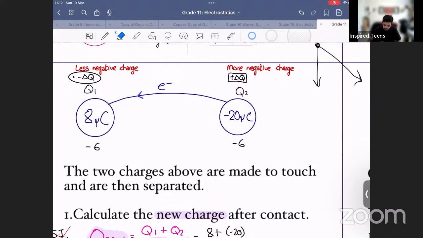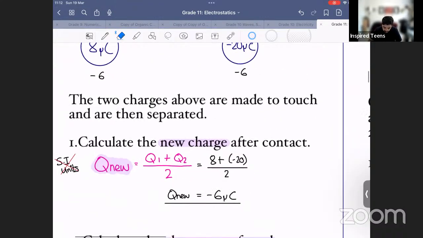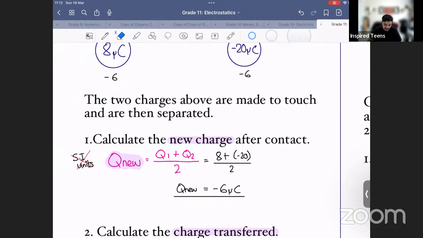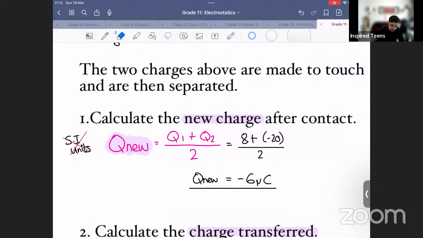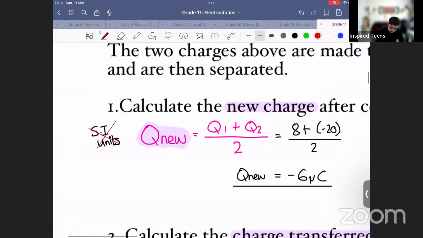So then let's look at the calculations we did. They said that the two charges above are made to touch and are then separated. Calculate the new charge after contact. That's a formula which we title Q nu. If you want to calculate the value of Q nu, we say Q1 plus Q2 over 2. And that's exactly what we did. We said 8 plus negative 20 over 2, and we got a Q nu of negative 6 microcoulombs. Remember, we also said you don't really have to use SI units in these questions. You just need to make sure that you use the same units.